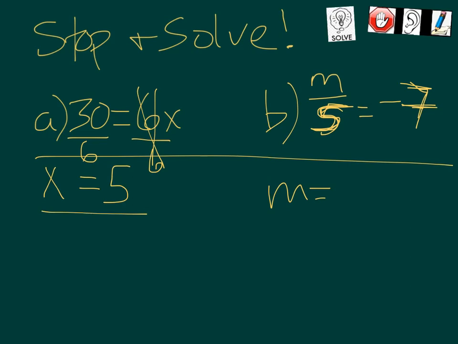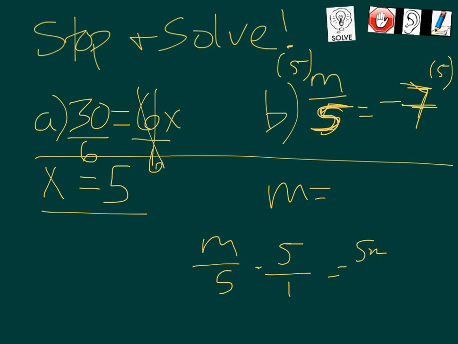Then I have m divided by 5 equals negative 7. We have a division problem, therefore I multiply to eliminate and to isolate. So I multiply the left side by 5 and the right side by 5. And so now I have m over 5 times 5, and that's 5 over 1. And so now I have 5m over 5. The 5s cancel out, and I'm just left with 1m. And 1m equals negative 7 times 5.